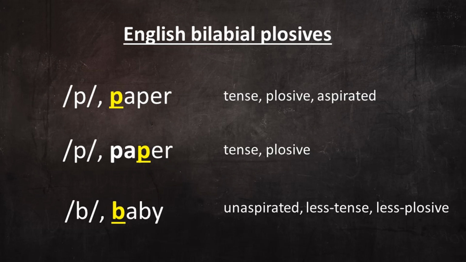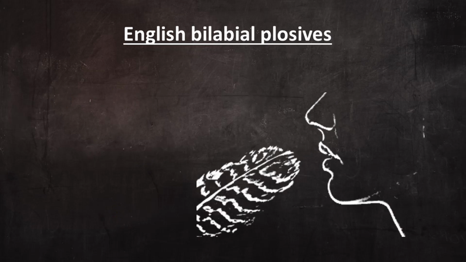It's unaspirated and both less tense and less plosive than either of these English P's. We can test the plosiveness of English B by placing a feather in front of our mouth and pronouncing the English word ball. Ball, ball, ball. If you do this experiment, you'll observe that the feather does not move around with a burst of air from the B sound.